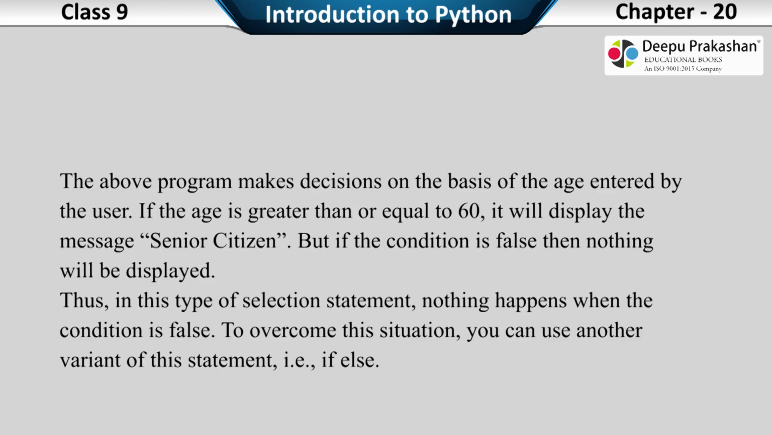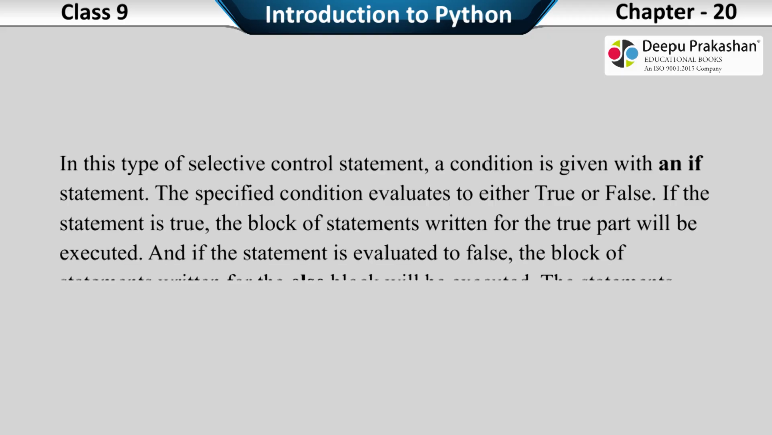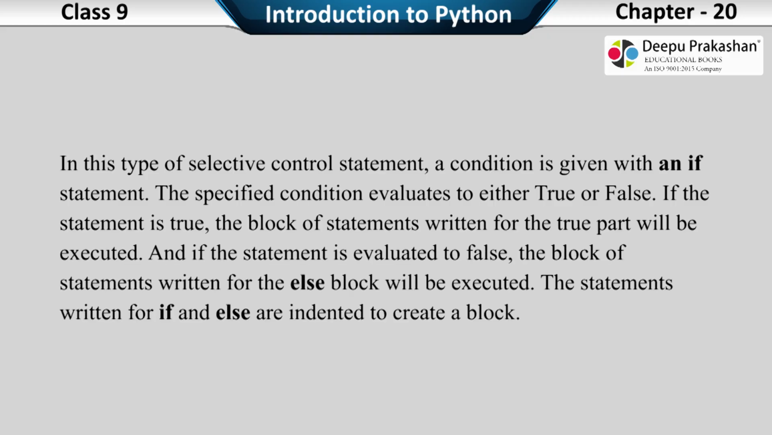To overcome this situation, you can use another variant of this statement, i.e., if-else. If-else statement. In this type of selective control statement, a condition is given with an if statement. The specified condition evaluates to either true or false. If the condition is true, the block of statements written for the true part will be executed. And if the condition evaluates to false, the block of statements written for the else block will be executed. The statements written for if and else are indented to create a block.